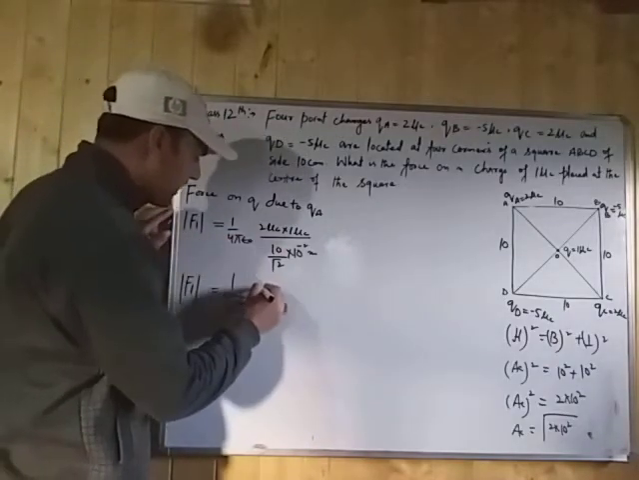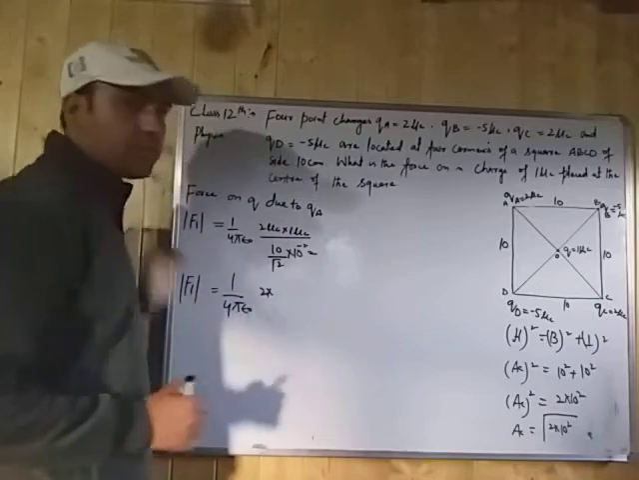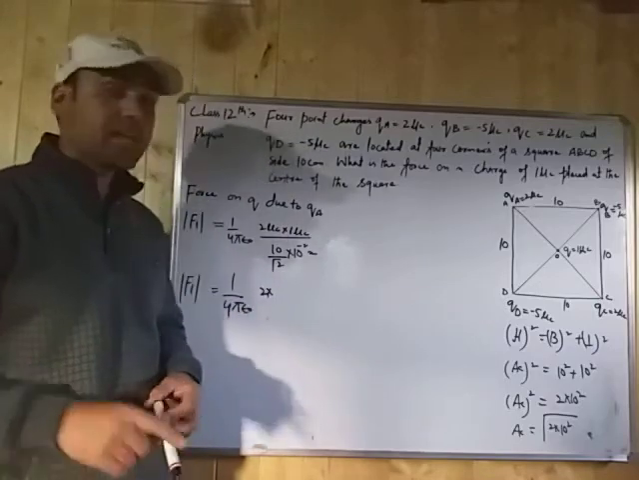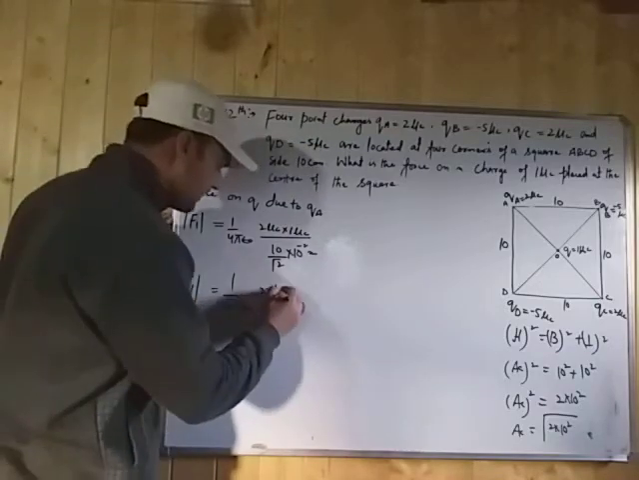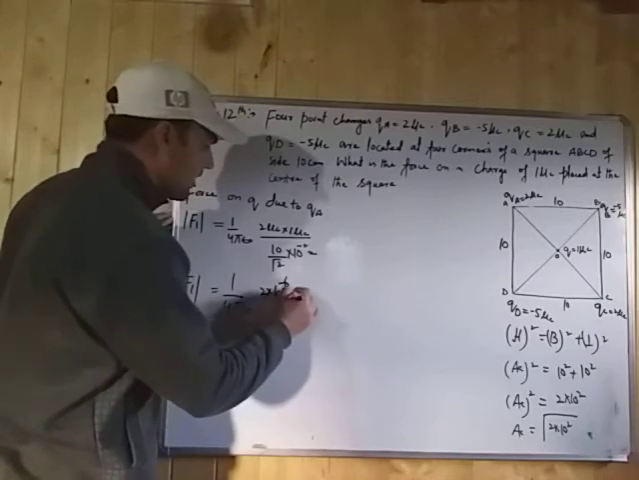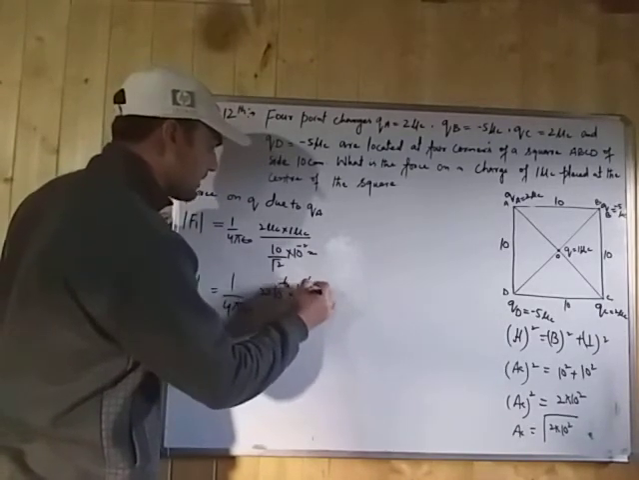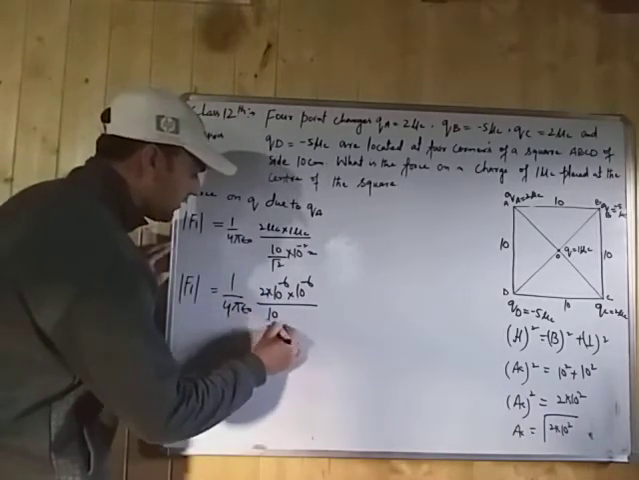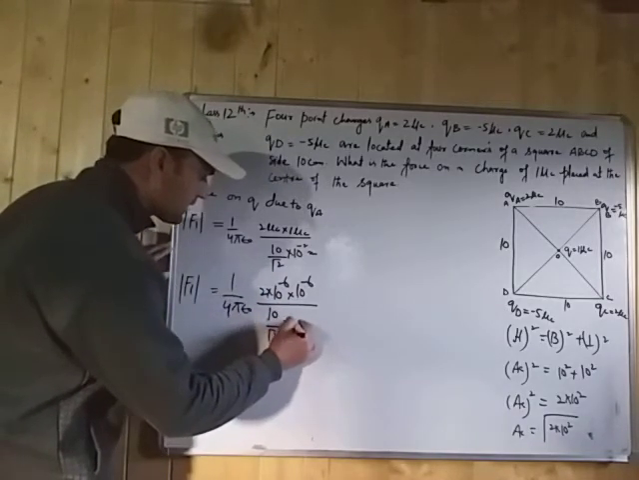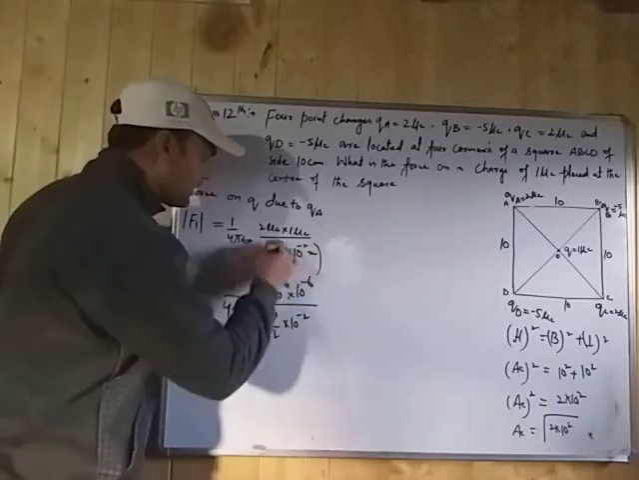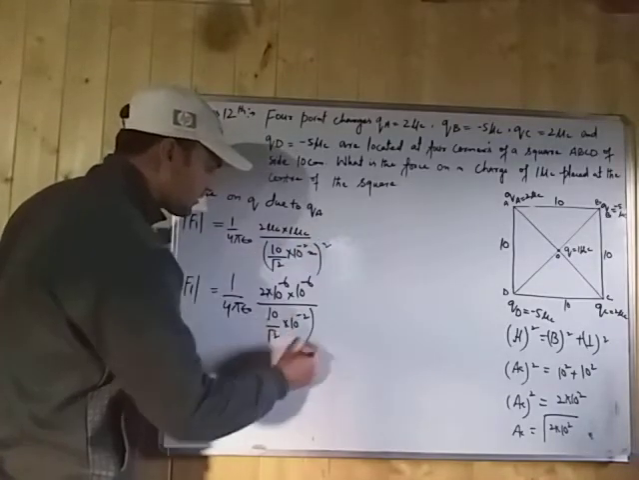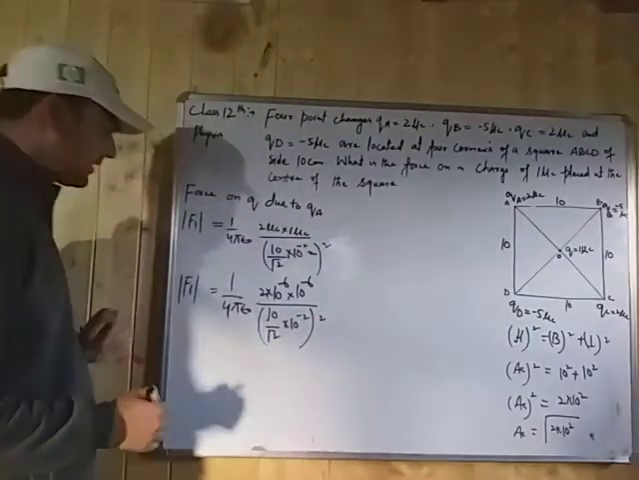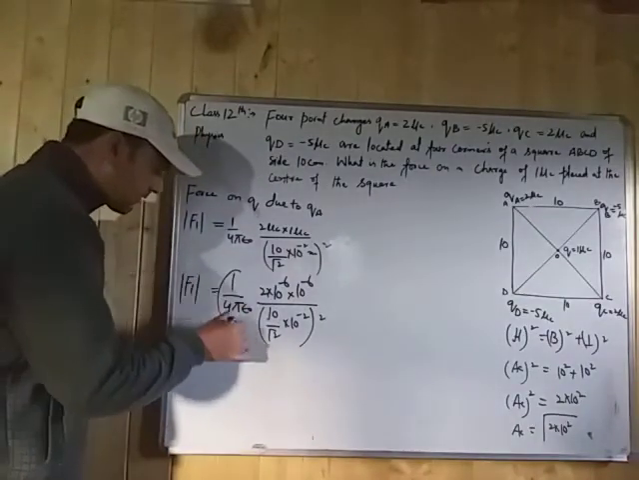Here it is 2 microcoulombs, which is 2 into 10 raised to power minus 6 coulombs, into 1 microcoulomb, that is 10 raised to power minus 6 coulombs, divided by 10 divided by under root 2 into 10 raised to power minus 2, but it is the square of the distance, so we write it as a square here. We have already calculated this.